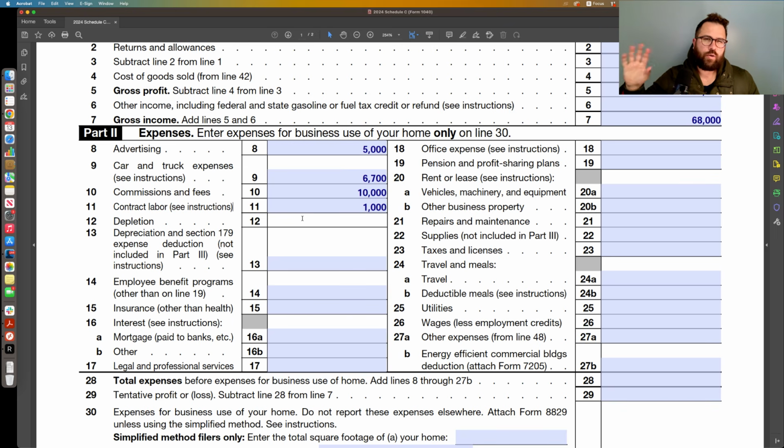Depletion, that's more for oil and gas drilling, not really relevant for most businesses. Depreciation, though, right? If you have assets or machinery you use in your business, the IRS generally requires you to capitalize those things. Like, let's say you buy some $25,000 machine for your business, right? It's your manufacturer or something. The IRS isn't going to let you deduct that all in year one. Why? Because you're going to get the benefit of using that machine over the next, however many years, right?